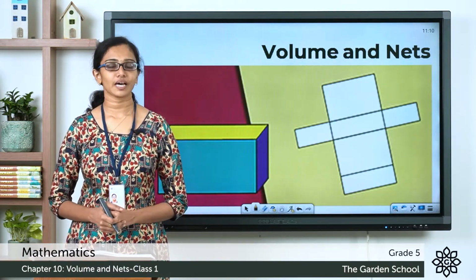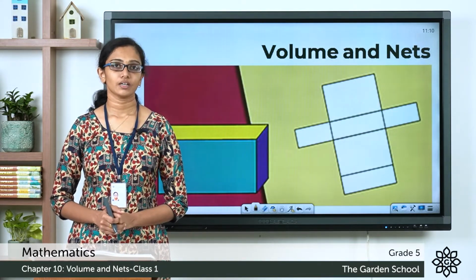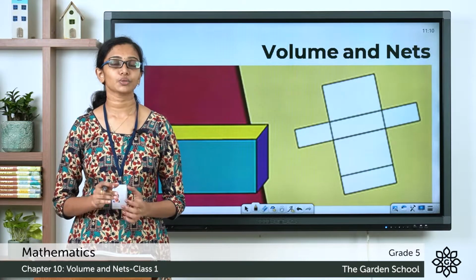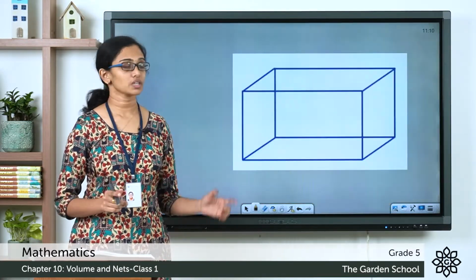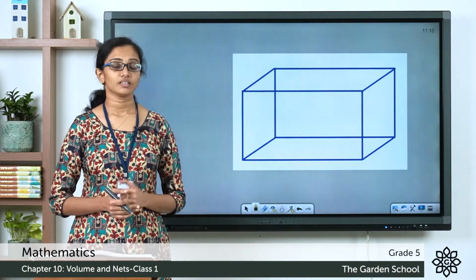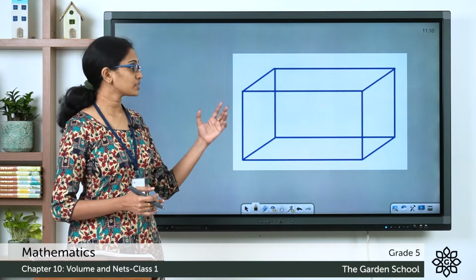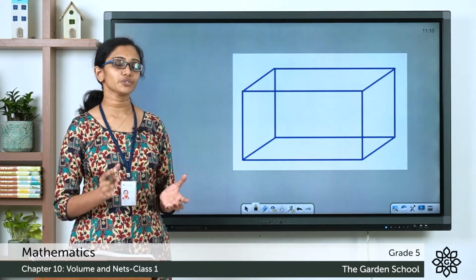Let's start a new chapter today, chapter 10, volume and nets. So you all are familiar with two-dimensional and three-dimensional shapes. Can you identify which shape is this? Is it a 2D or 3D shape? This is a 3D shape or three-dimensional shape and it is called a cuboid. It is like the shape of a shoebox.